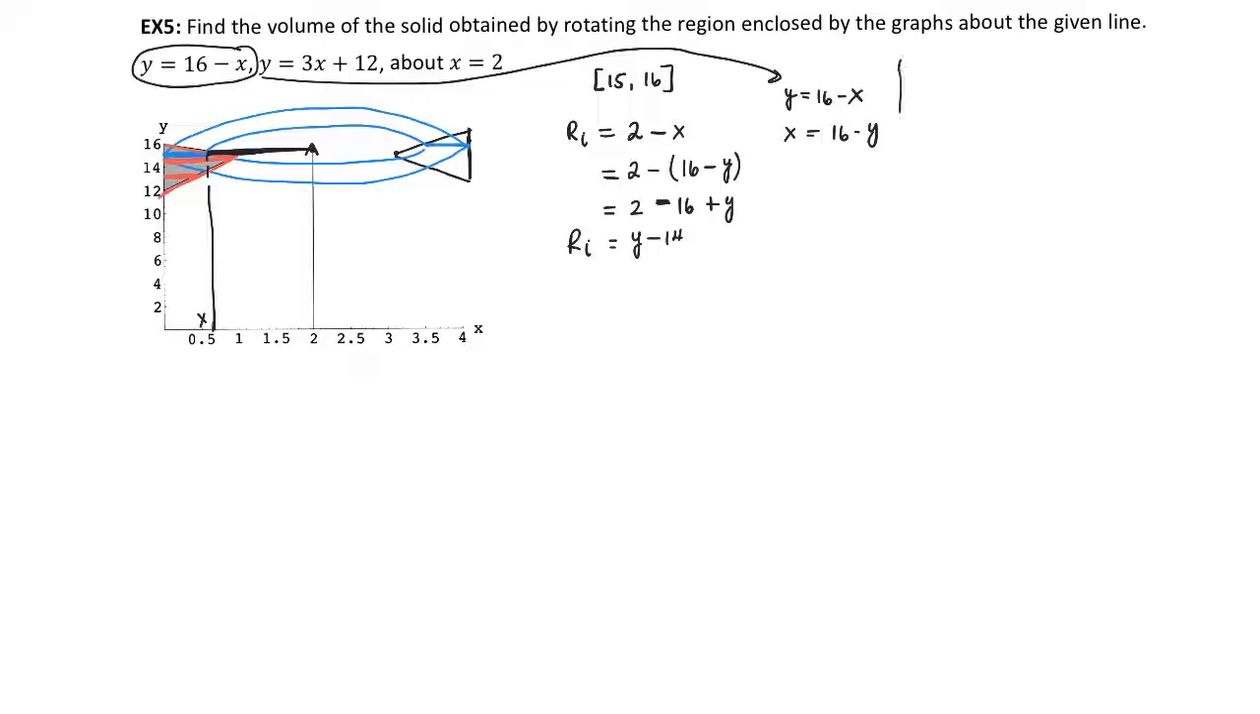And now for the outer radius, r sub o. For the outer radius, we're going to go again from the axis of symmetry all the way to the end. That means exactly 2. So that was an easy one. That's going to be 2 right there. So now that we have the inner radius and the outer radius, we know that the first volume, let's call it V sub 1, will be pi, the integral from 15 to 16 of the outer radius squared minus the inner radius, (y minus 14) squared, dy.